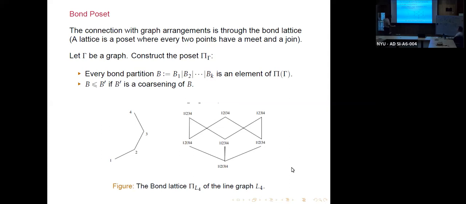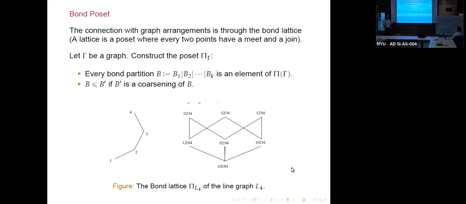Here's an example. So 1, 2, 3, 4, that's a line graph. So I start with the vertices, 1, 2, 3, 4, 4 vertices. I can merge 1 and 2, but I cannot merge 1 and 3, because if 1 and 3 come into one block, they do not give me a connected graph. So I can merge 1 and 2 and leave 3 and 4 alone. So these are the bond partitions of length 3. These are the bond partitions of length 2. And then I have the bond partition that doesn't show. And so my less or equal is being finer than.